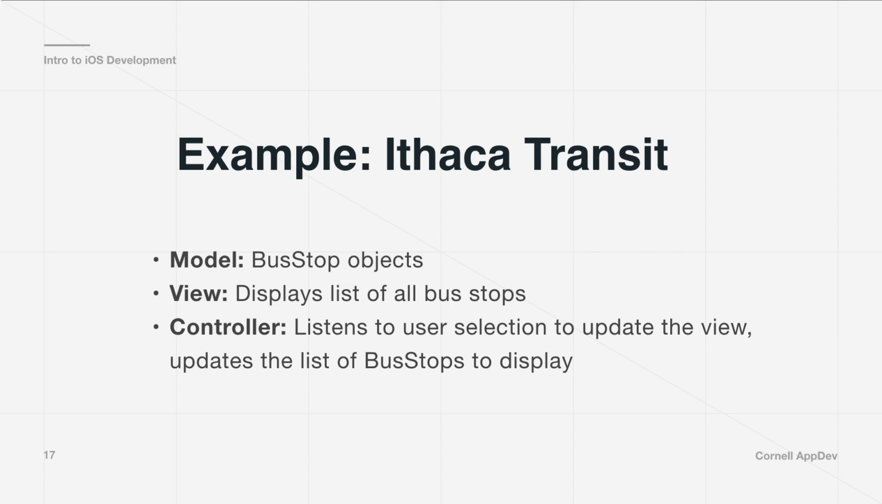Here's an example in Ithaca Transit. The model would be all the bus stop objects that are handled by the app. The view could be a list or a table that displays all the bus stops. And then the controller can listen to the user selection to update the view. So for example, if I want to go to the Commons, the controller has to update the view so that it shows routes to the Commons, and then it updates the list of bus stops to display. So yeah, does anyone have any questions about model view controller?